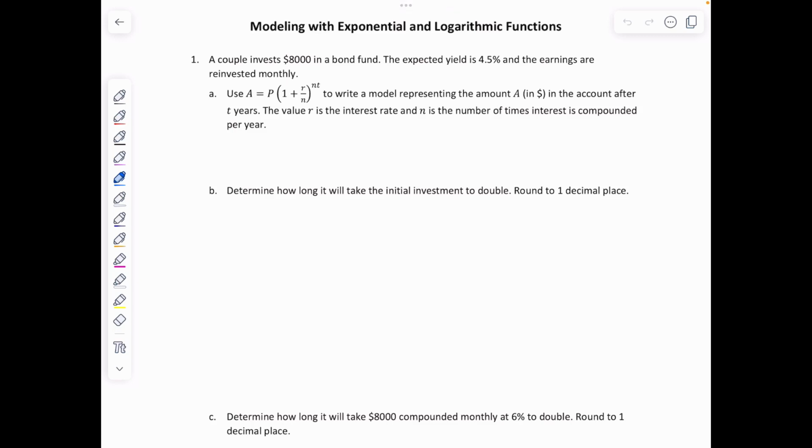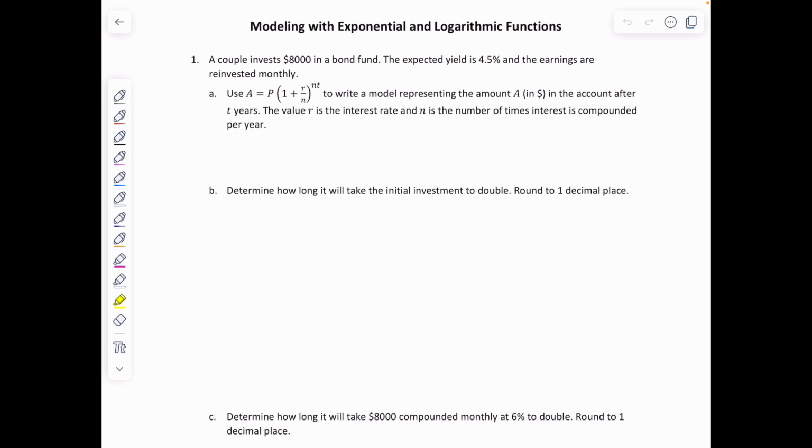In today's video, we are going to look at some modeling with exponential and logarithmic functions. We're going to work on 3 problems. Here's the first one. A couple invests $8,000 in a bond fund. The expected yield is 4.5% and the earnings are reinvested monthly.